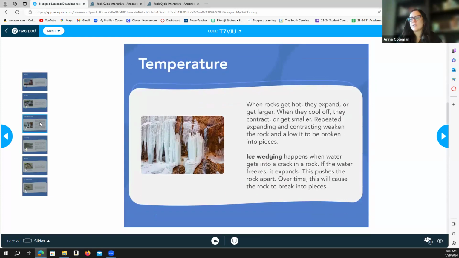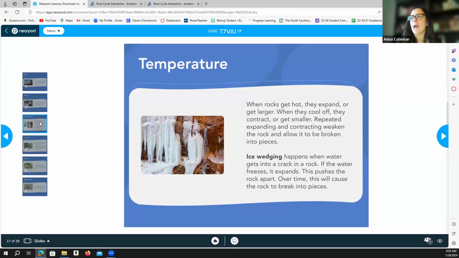Temperature. So when rocks get hot, they expand or get larger. When they cool off, they contract or get smaller. So repeated expanding and contracting weaken the rock, and that allows it to be broken into pieces.